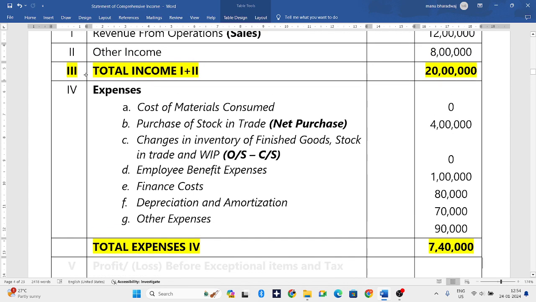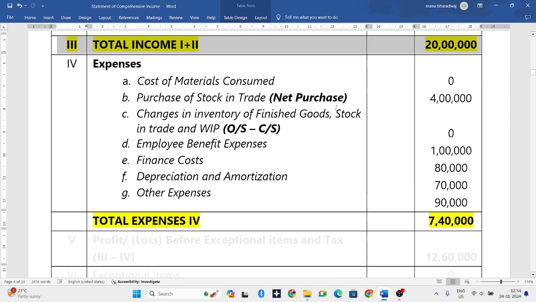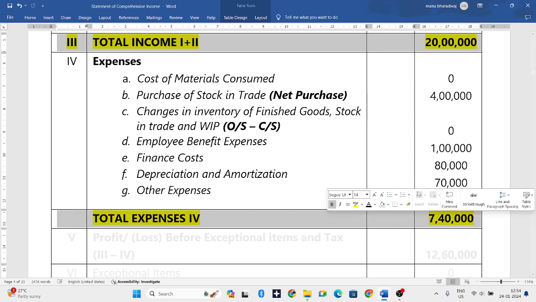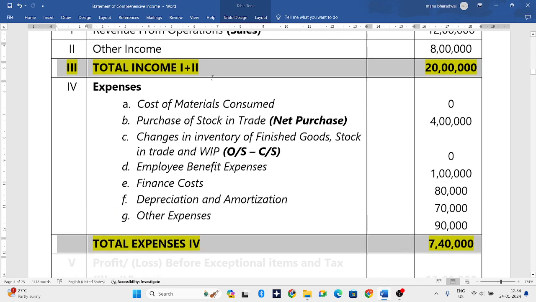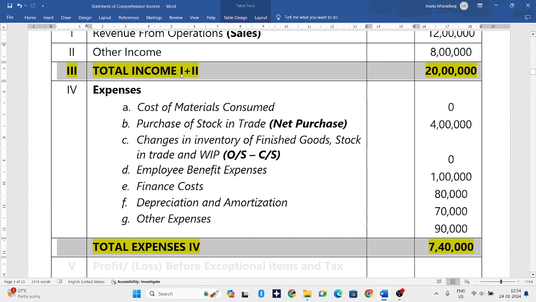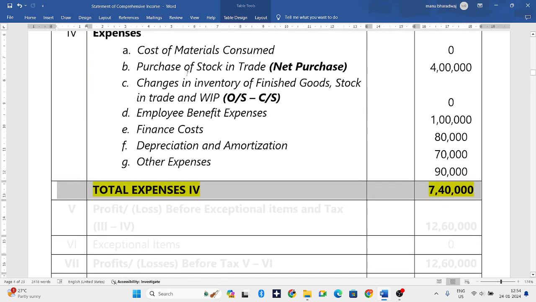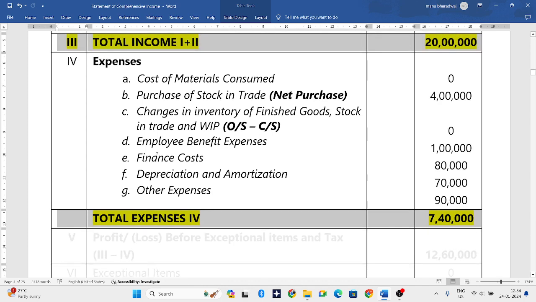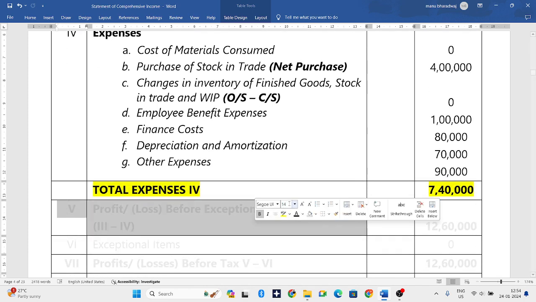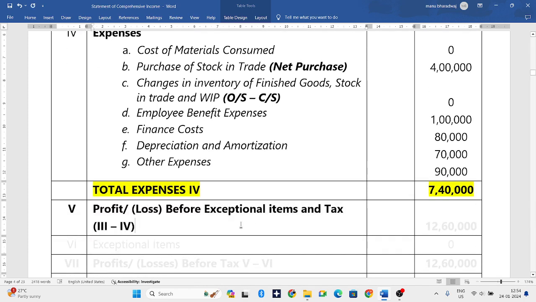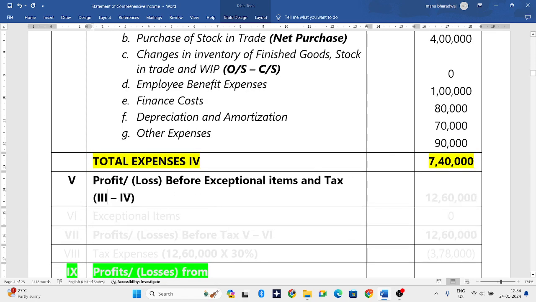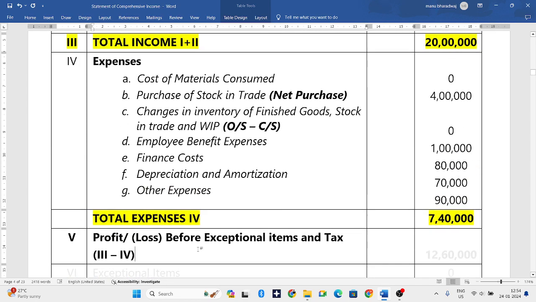Now here we have total income and here we have total expenses. We have to subtract those two. In the third point we found total income, in the fourth point we found total expenses. Now we need to subtract them, so that will be our fifth point. Third point minus fourth point, that is 20 lakh minus 7,40,000.